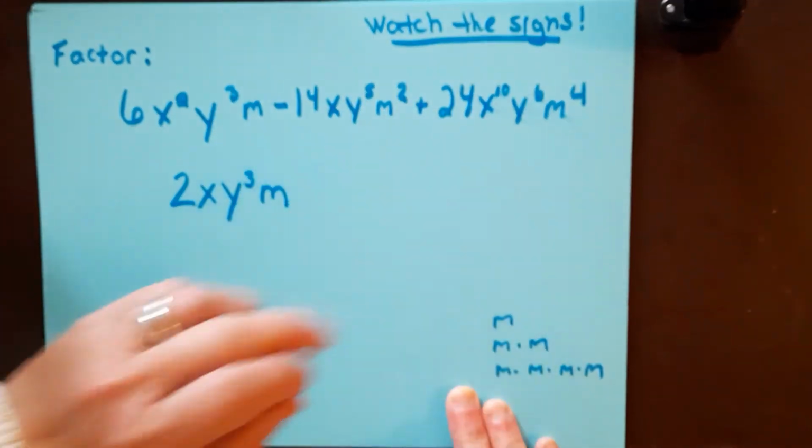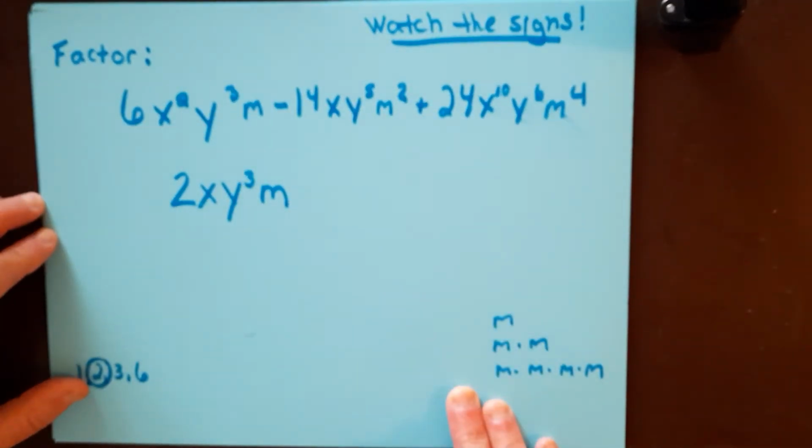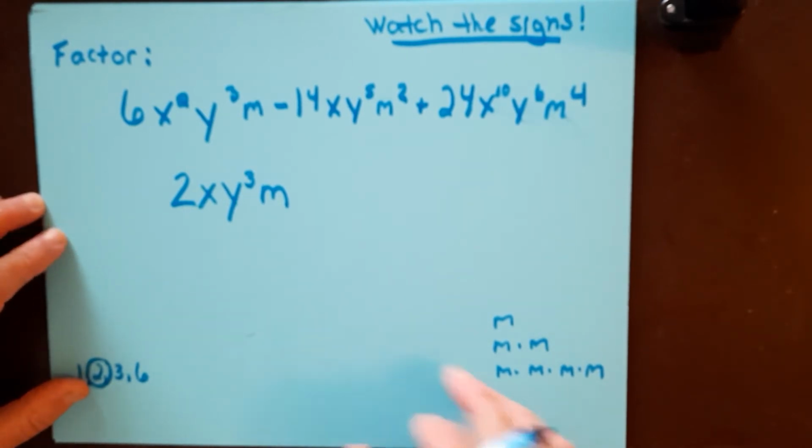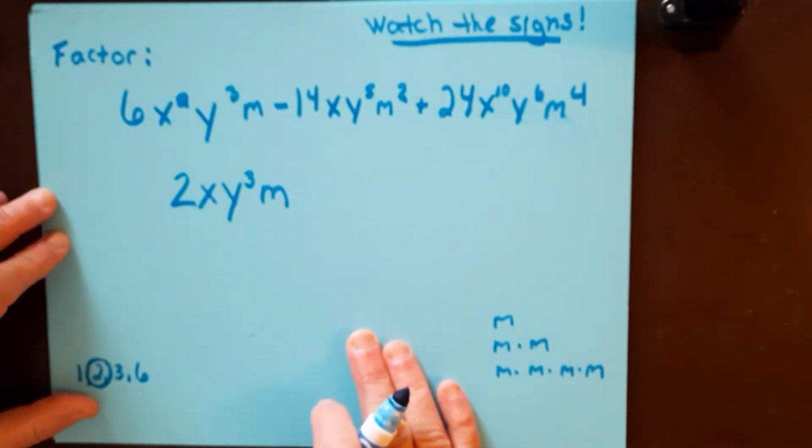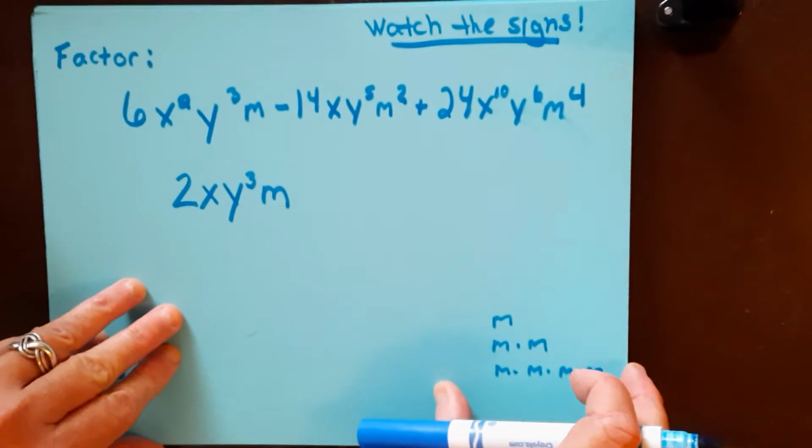Factoring this expression is the opposite of the distributive property. So I'm going to move this aside for just a moment, and I want to go back and show you something.